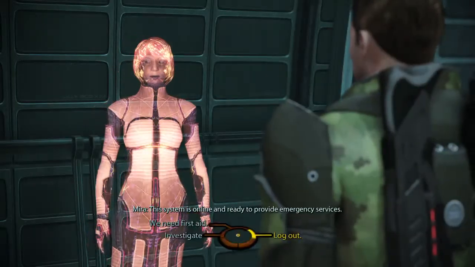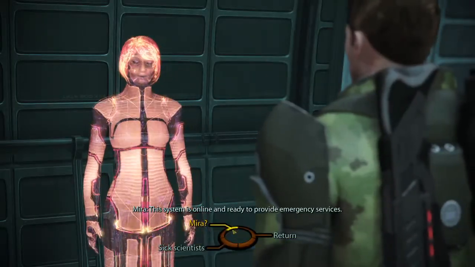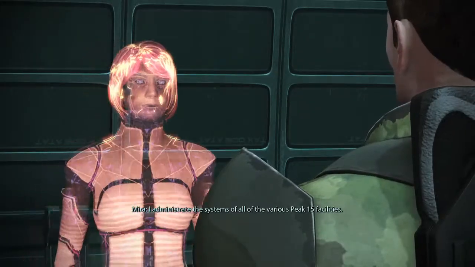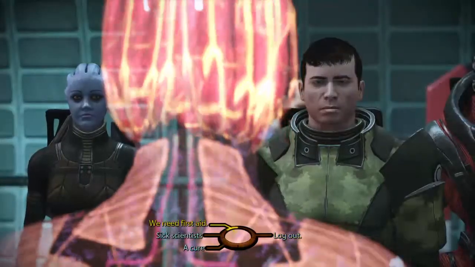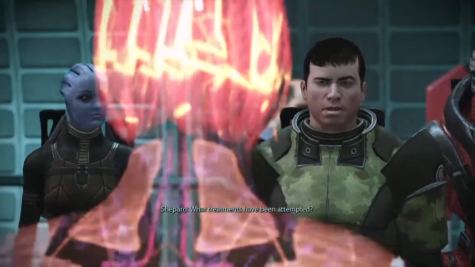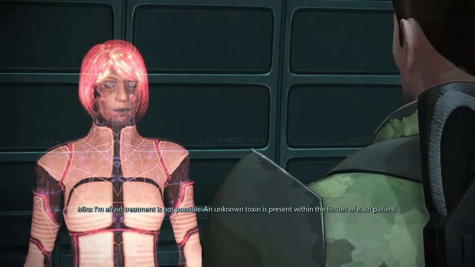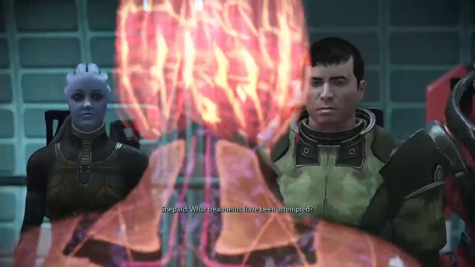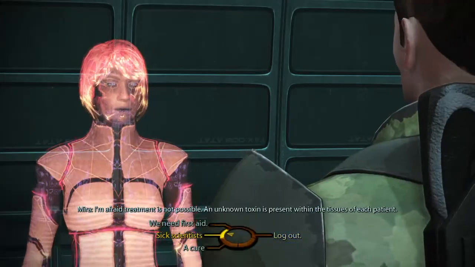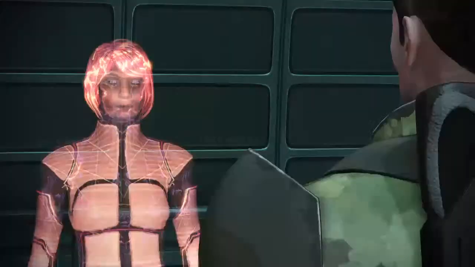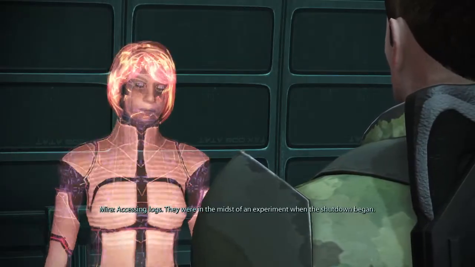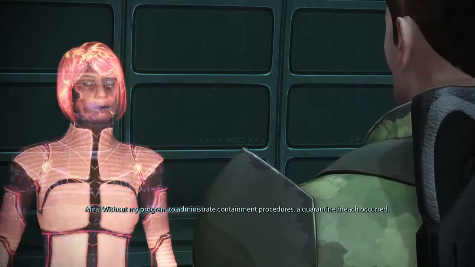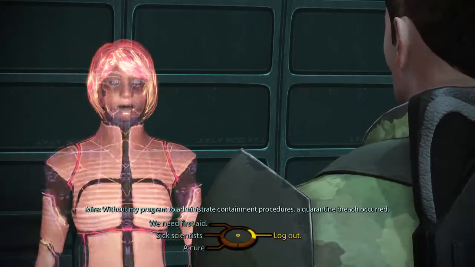This system is online and ready to provide emergency services. What are you doing over here? I administrate the systems of all of the various Peak 15. What treatments have been attempted? I'm afraid treatment is not possible. An unknown toxin is present within the tissues of each patient. What's wrong with these people? Accessing logs. They were exposed when you were taken offline. Without my program to administrate containment procedures, a quarantine breach occurred.